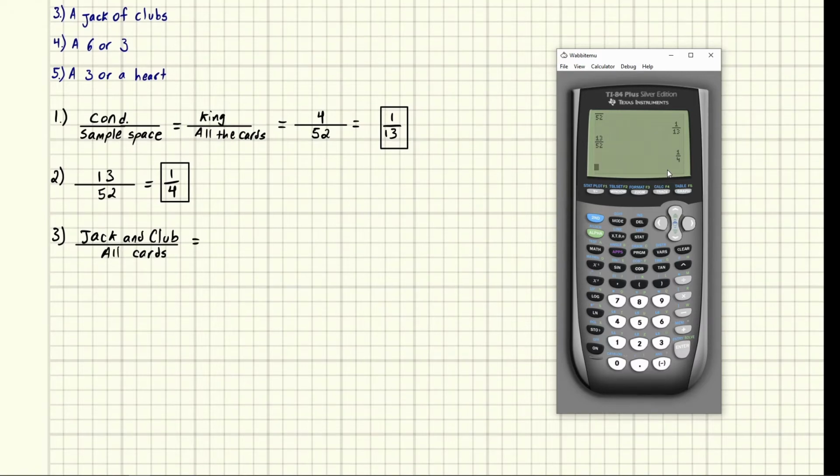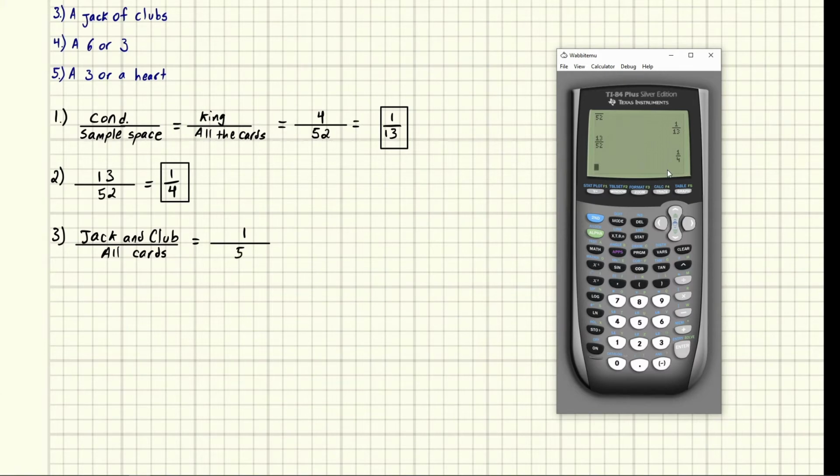Well, okay, there is only one card that is both a jack and a club because there's a jack of each kind of suit. So there's a jack of clubs, a jack of hearts, a jack of spades, and a jack of, I can't remember the last one, diamonds. There's a jack of diamonds. So in this case, we've already said that it's the jack of clubs specifically. So there's only one jack that fulfills that.